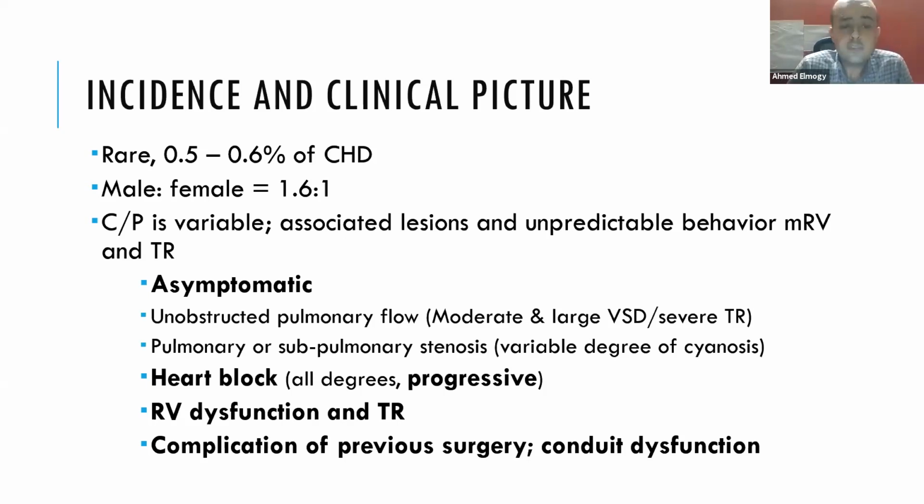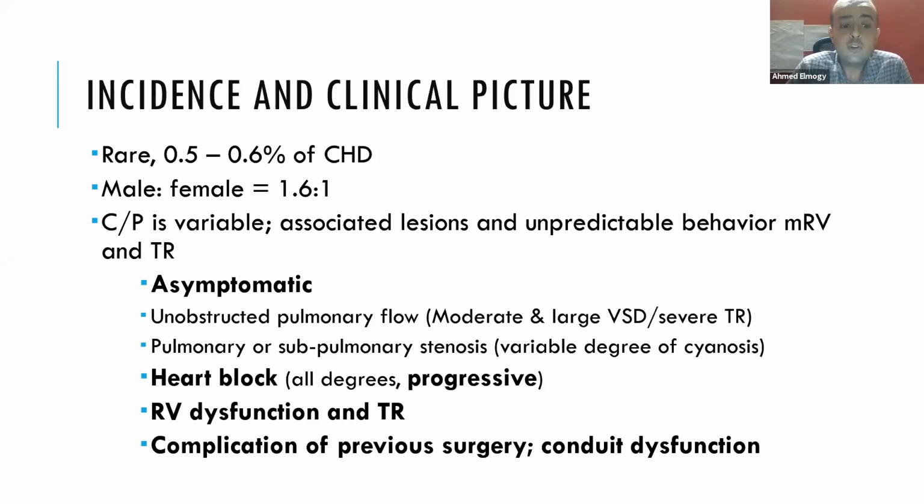However, as we previously said, there are those who have pulmonary stenosis and those who have unobstructed pulmonary flow. With unobstructed pulmonary flow, they present with a moderate or large VSD and heart failure, usually in the younger age groups, not presenting to our adult clinic. If there's pulmonary stenosis, according to the severity, they present with variable degrees of cyanosis. However, in the adult group, or those who were not previously diagnosed, they may first be diagnosed by heart block, and it is progressive, as we mentioned. Some of the patients who are already diagnosed develop, with time, RV dysfunction and severe tricuspid regurgitation.